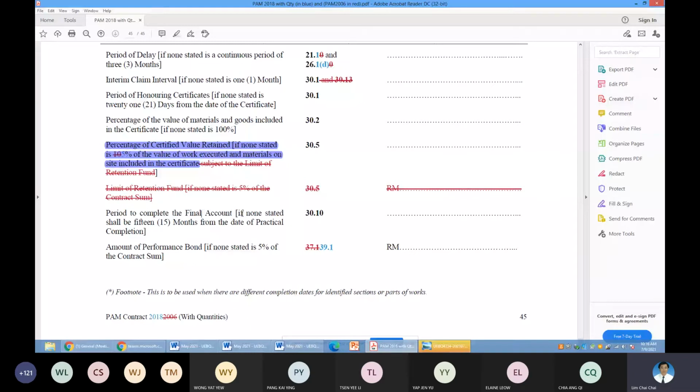So please be careful. There are 2 dates here. One of them is 6 months, after which the contractor needs to submit all their full calculation. And this one, okay, if non-stated, will be 15 months from the date of practical completion. Please do a timeline. You will see something not so nice here. This is an exercise for you.